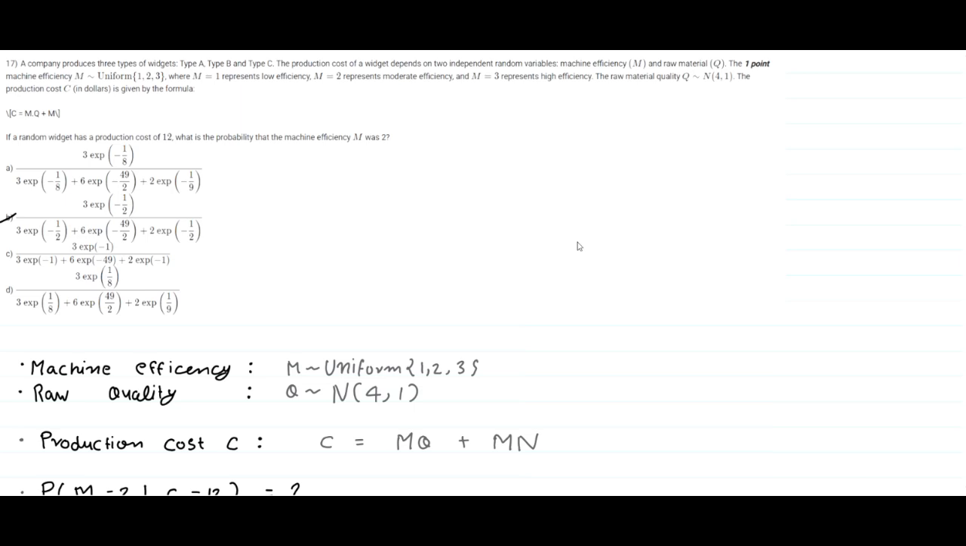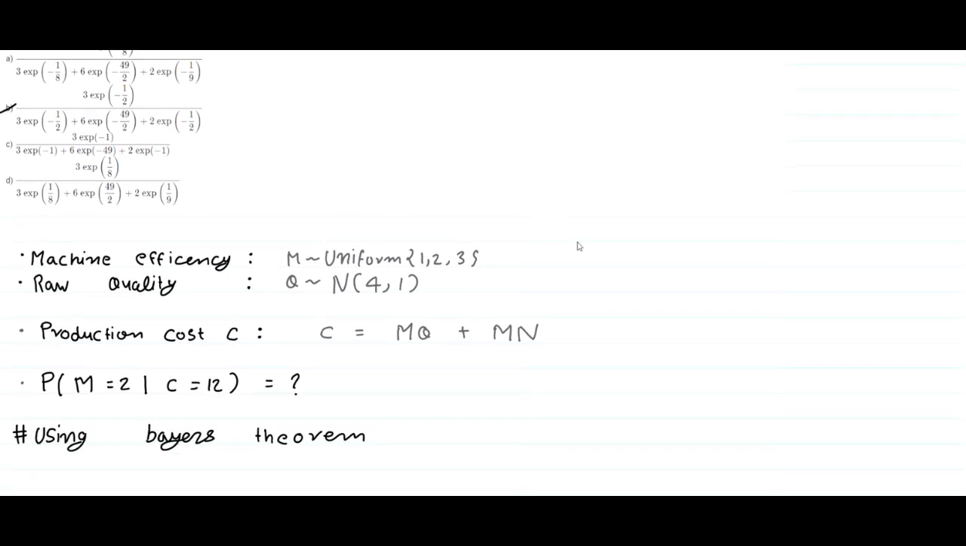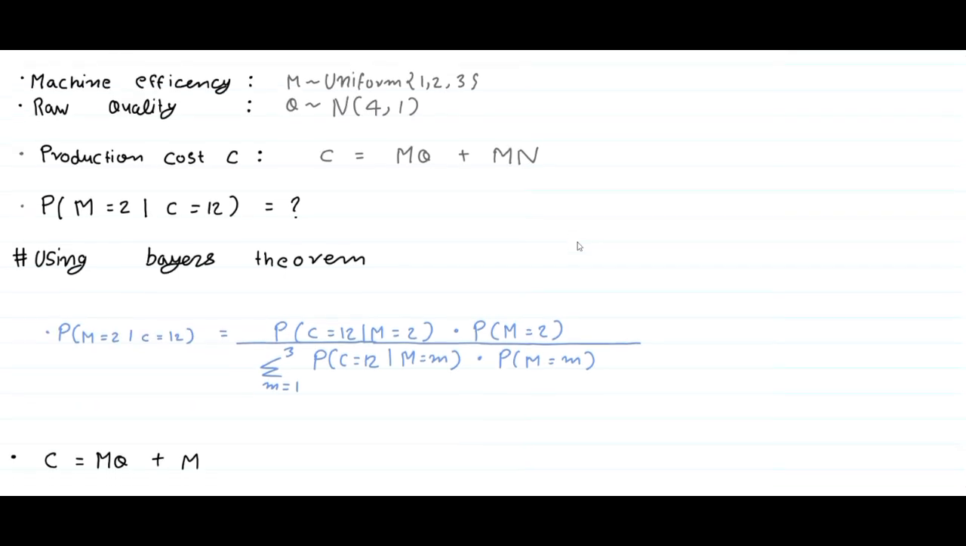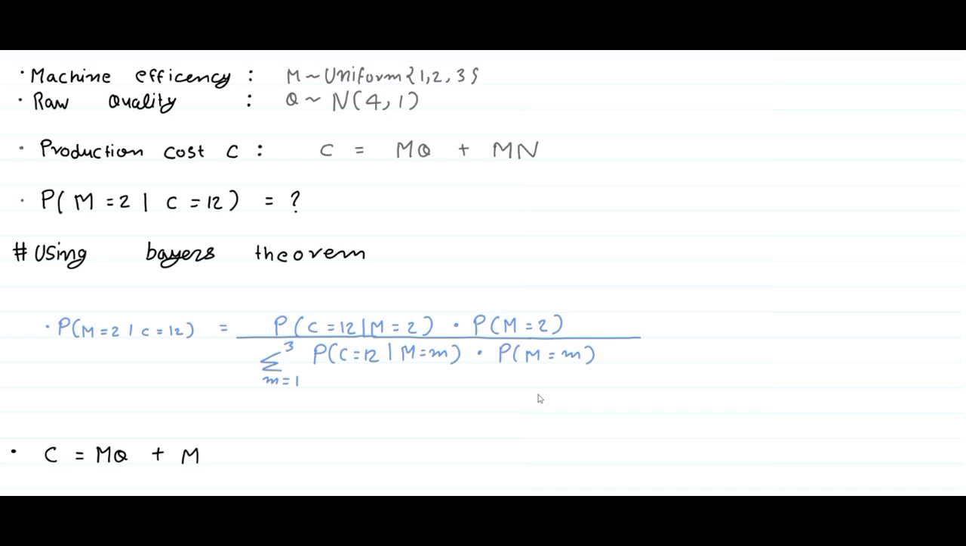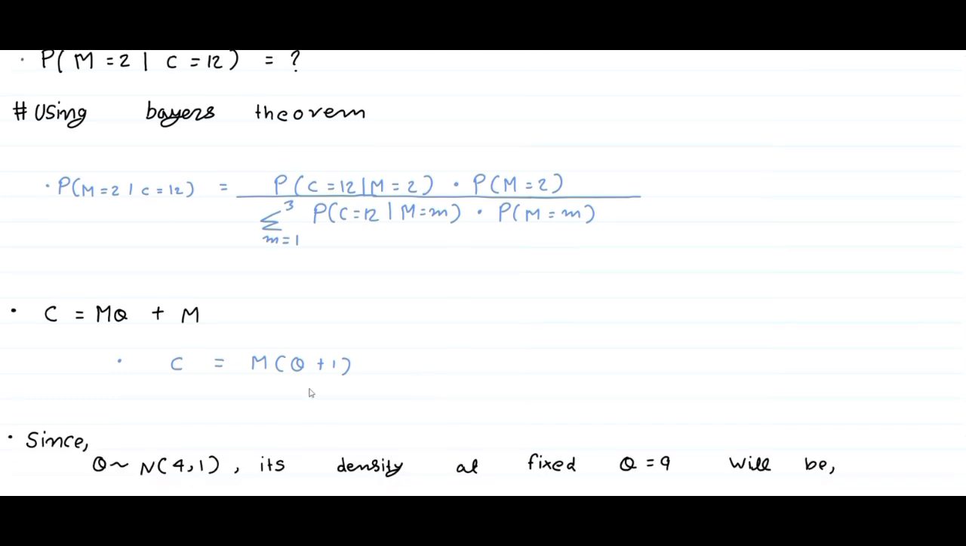If a random widget has a production cost of 12, what is the probability that the machine efficiency M was 2? So basically here we have to find the probability of M equal to 2 under the condition C equal to 12. Now again, if we use Bayes' theorem on this conditional probability, then it will look something like this. Given C is equal to M times Q plus M, which will be equal to M times Q plus 1.